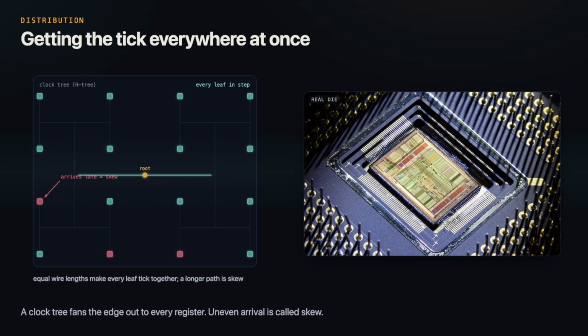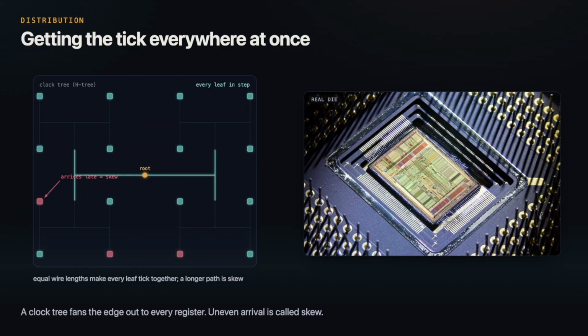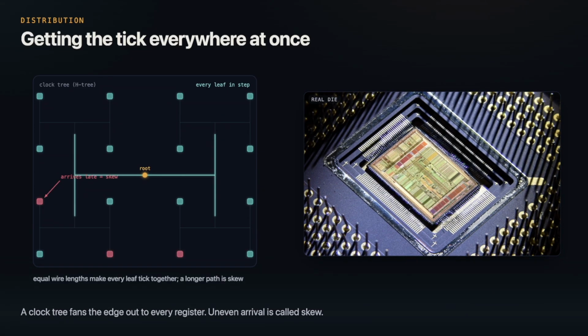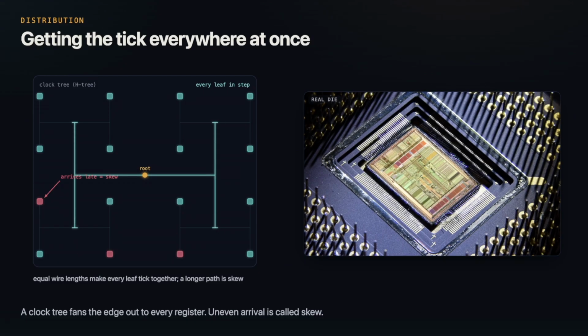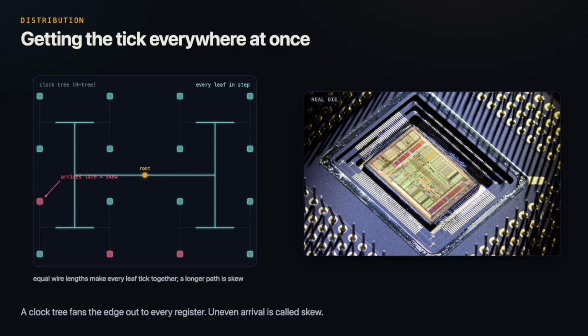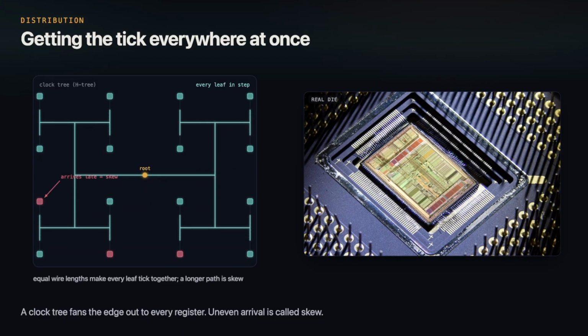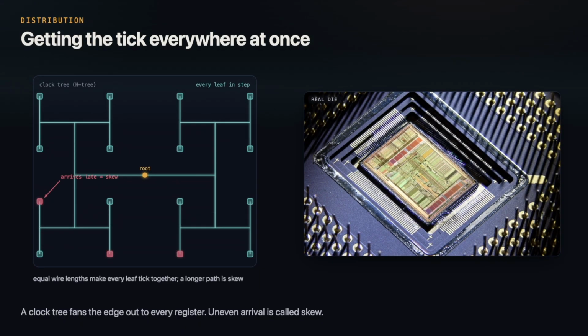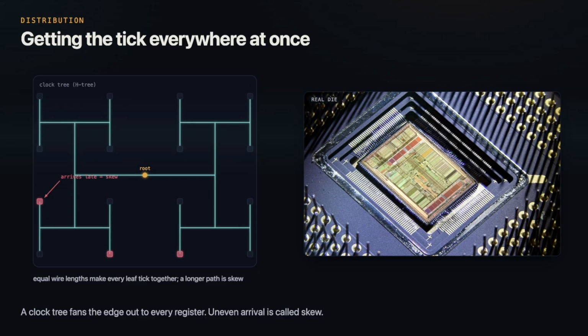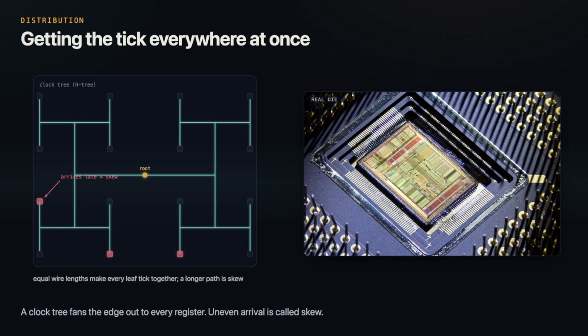One last problem. That edge has to reach millions of flip-flops spread across the whole chip, and ideally reach them all at the same instant. So the clock is not one wire. It is a carefully balanced tree, splitting again and again, often in an H-shaped pattern, so every branch is the same length. When some flip-flops get the edge a little late, that gap is called clock skew, and too much of it breaks the timing we just built. Equal paths keep the whole chip ticking together.